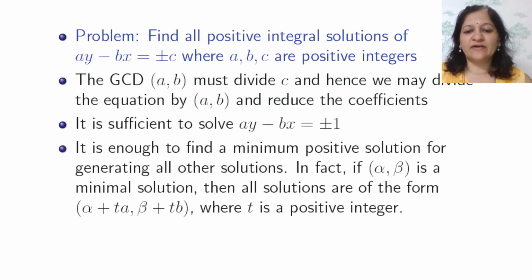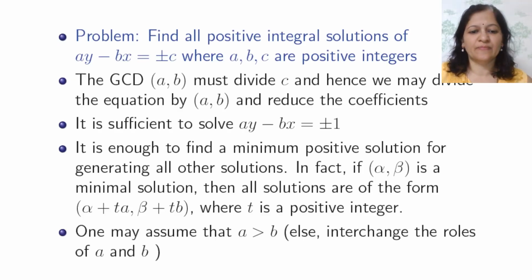It is enough to find a minimum positive solution for generating all other solutions. In fact, if alpha, beta is a minimal solution, then all solutions are of the form alpha plus ta, beta plus tb, where t is a positive integer. One may assume that a is bigger than b. If a is less than b, then we can interchange the roles of a and b.